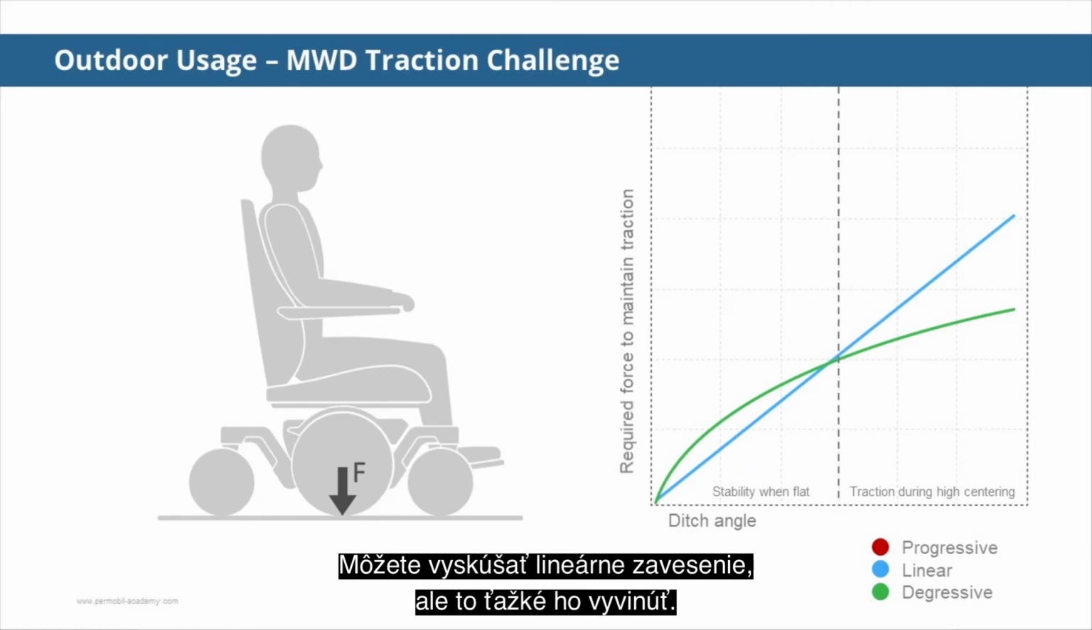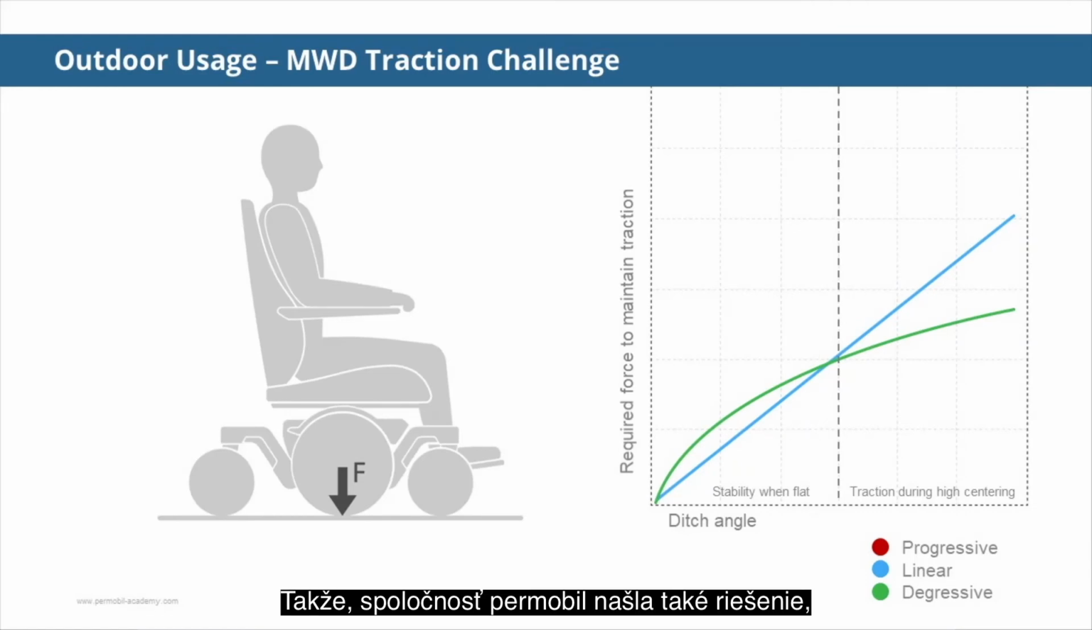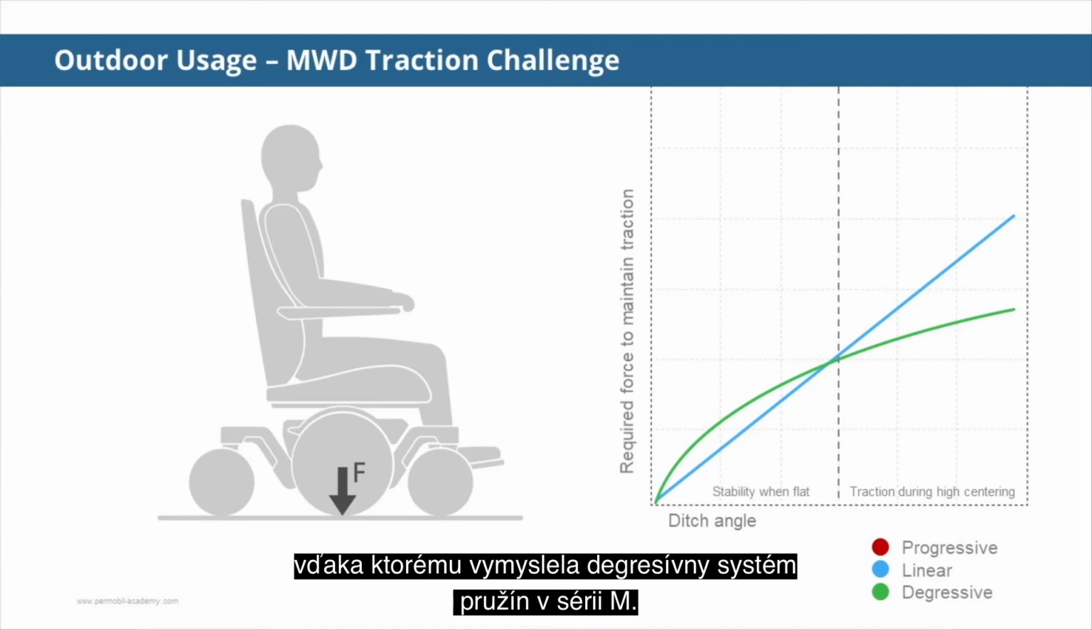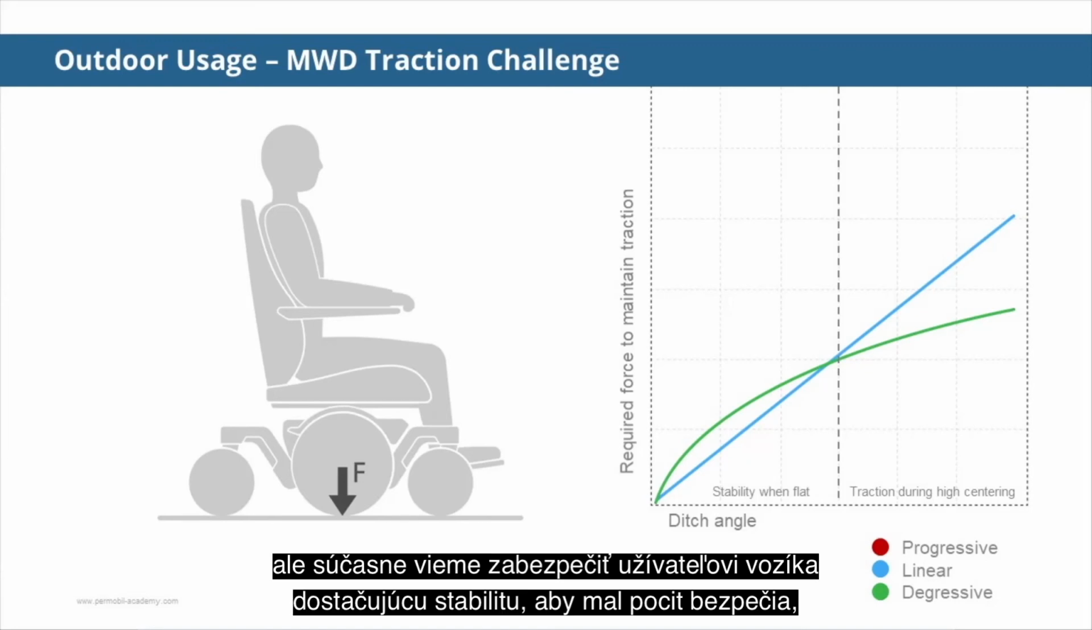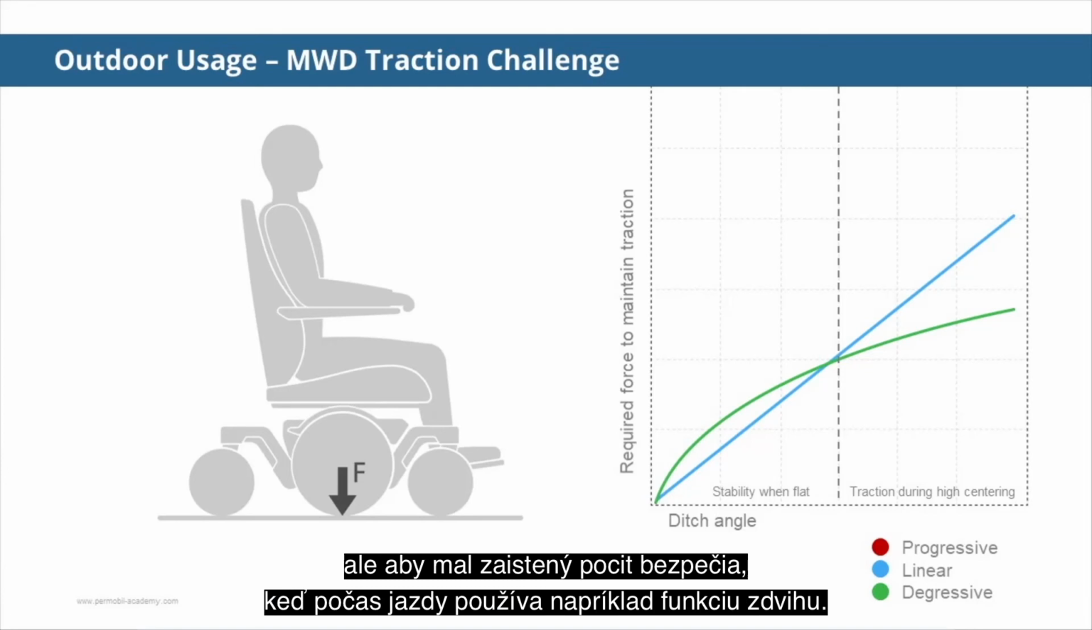extremely difficult to develop. So what Permobil has done with the suspension system in our M series is that we work with a degressive spring mechanism. So basically the initial force needed to compress the spring is higher than when you have a certain amount of compression already in the spring. And this really helps to ensure that we have good comfort and good traction, but at the same time that we can also offer sufficient stability to the user to be safe, also when he's, for example, using his lift function while driving the wheelchair.